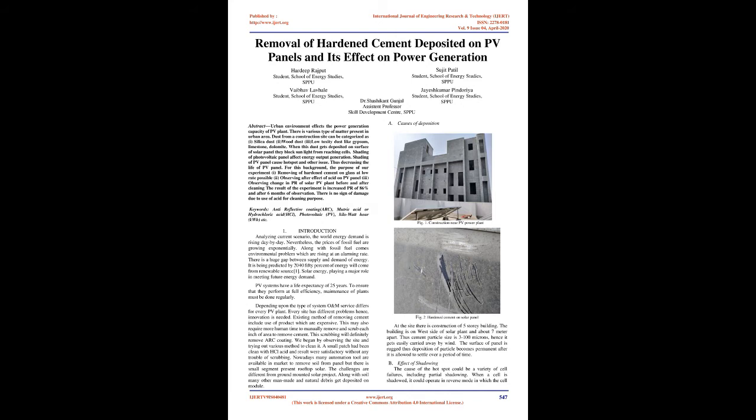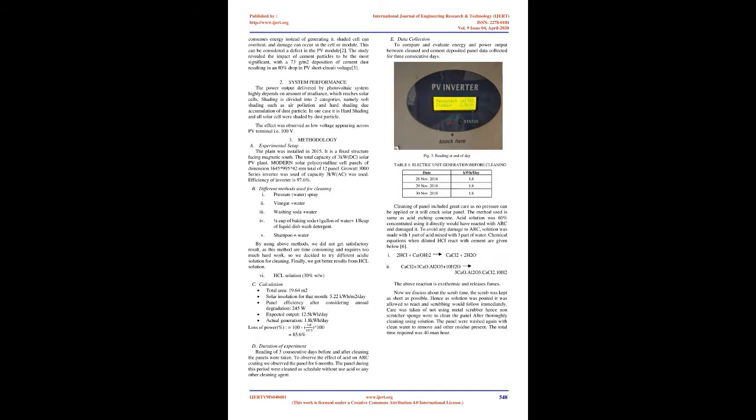Solar energy is playing a major role in meeting future energy demand. PV systems have a life expectancy of 25 years. To ensure that they perform at full efficiency, maintenance of plants must be done regularly. Depending upon the type of system, O&M service differs for every PV plant. Every site has different problems, hence innovation is needed.